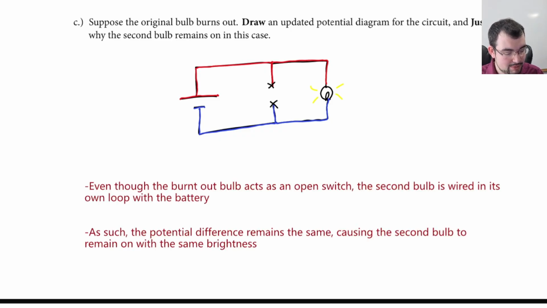Even though the burnt out bulb acts like an open switch, the second bulb is in its own loop. So the potential difference remains the same, causing the second bulb to remain on with the same brightness. Think about this as a drive-through lane. If it takes so long to serve a certain customer, it doesn't matter if you're rerouting more customers to them, it's still that same time of service per person. And it's business as usual.